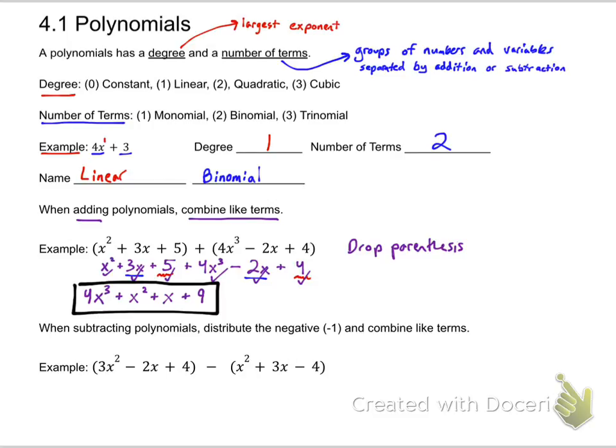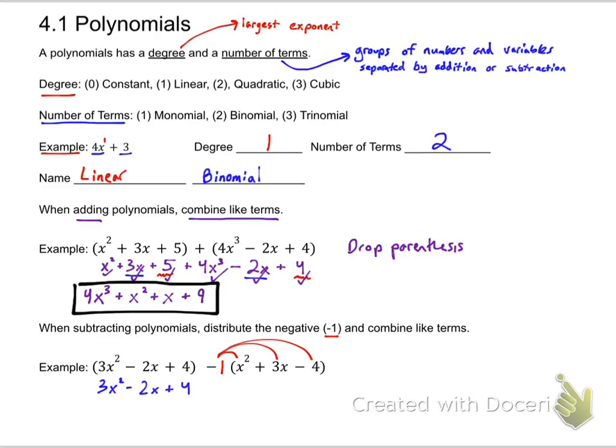When you're subtracting polynomials, you need to distribute the negative 1 and combine like terms. You go negative 1, where's the negative 1? Well, it's right there. When you subtract anything with parentheses, it's kind of like multiplying everything in the parentheses by negative 1. In fact, it is like that. So I'm going to distribute this negative 1 to all three of those terms, the x squared term, the 3x, and the negative 4 term.